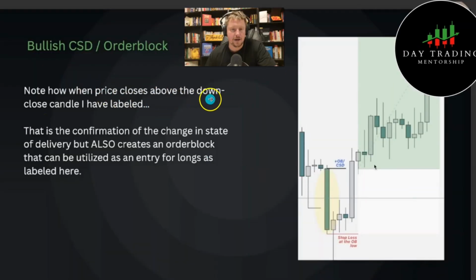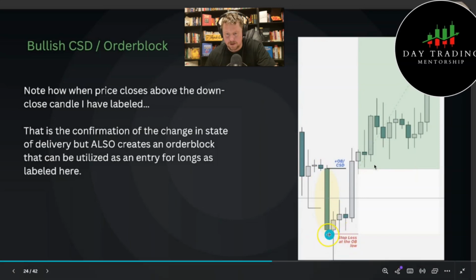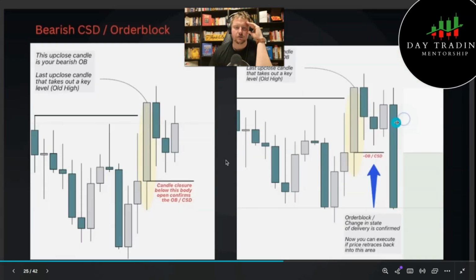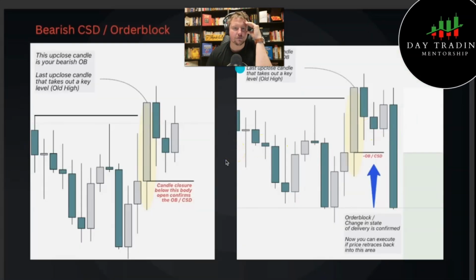When price closes above the down close candle, again, this is for bullish, that is a confirmation of the change in state of delivery, but it also creates an order block that can be utilized as an entry for longs as labeled, okay? So as soon as we close above this, we put our entry in, and then we're going to put our stop loss at the bottom of this as well. And then we're going to let it ride up for a 2x return, depending on whatever your trading rules are.